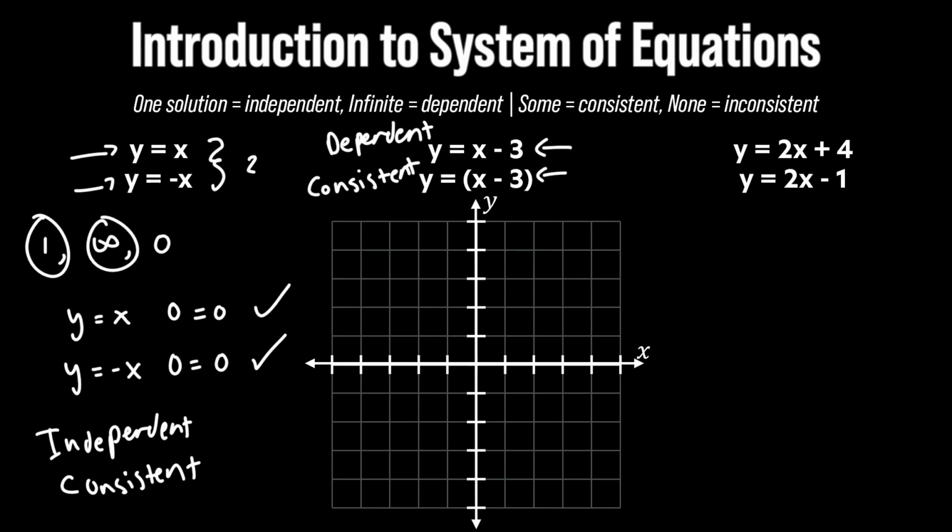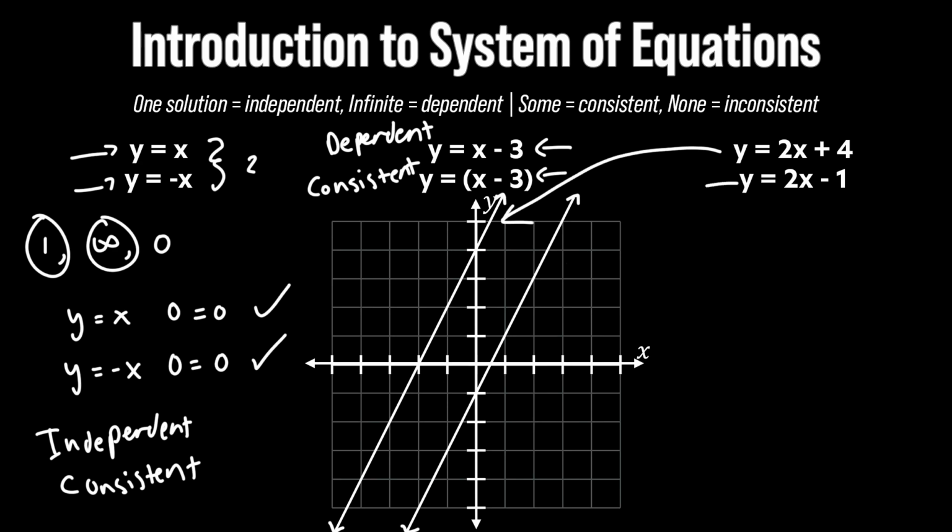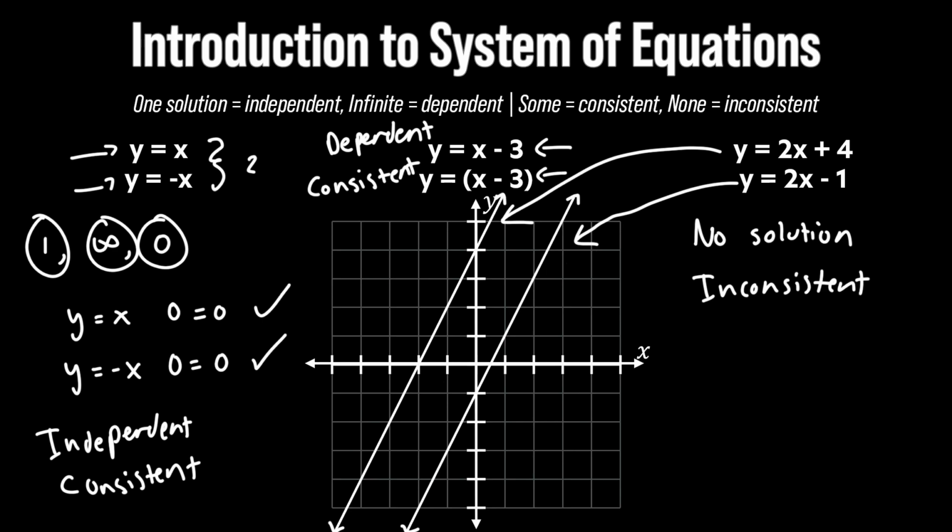Now let's graph this last problem here. This last system of equations is going to look something like this. y is equal to 2x plus 4 is this graph, and y is equal to 2x minus 1 is this one. Now, if you look at these graphs carefully, you see there's no point at which both of the graphs intersect. So in this case, there is no solution, and so it's inconsistent. It's not independent or dependent because there's no solutions.